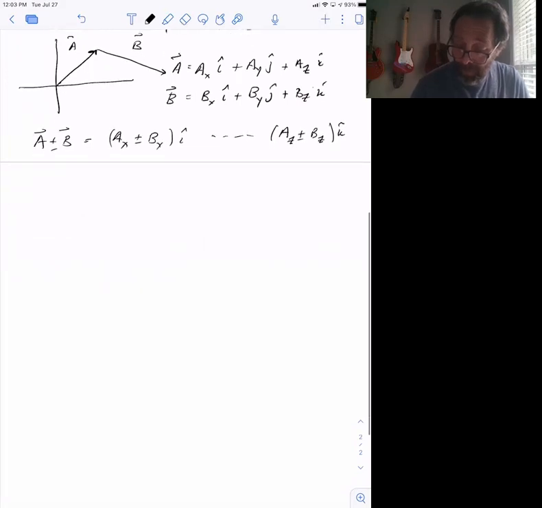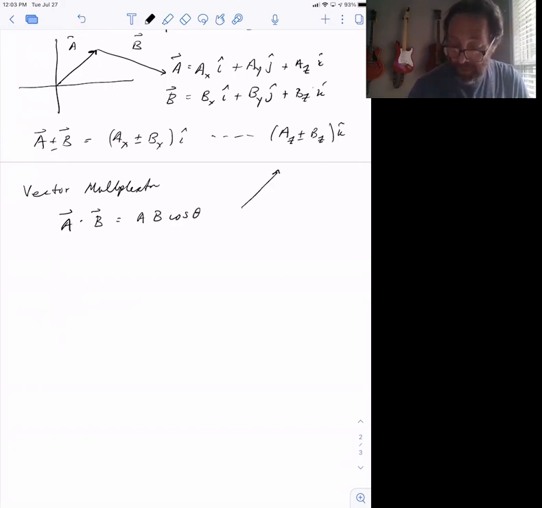So the vector addition and subtraction, of course, should be review if you're sitting in the chair you're sitting now. And we move on to vector multiplication. There are 2 types of vector multiplication. There's the scalar or dot product. A dot B is AB cosine theta, where theta is defined as the angle as the 2 vectors are situated tail to tail.